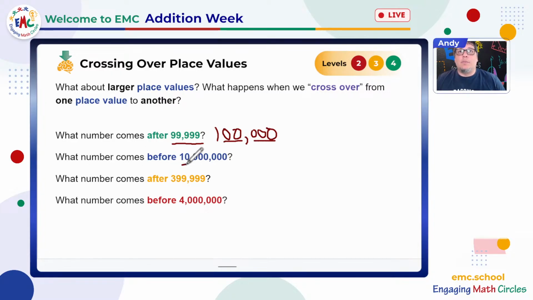Hey, what number comes before 10 million? I have to cross down. I'm going to take 1 away from this 1. It'll have nothing. And then everything else turns into 9. So I'm going to have 9,999,999. Pause the video and try the next two on your own.